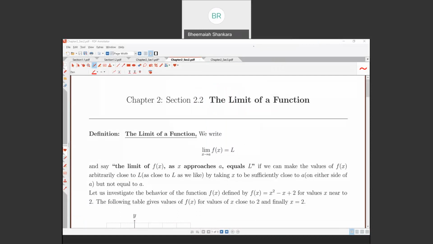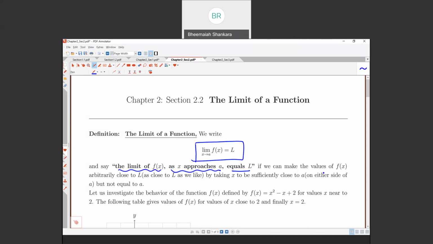We will learn about the limit of a function in this section. The limit of a function is defined as the limit of f of x when x is approaching a equals L. And we say that the limit of a function f of x as x approaches a equals L. This is how we read this limit definition in the box.